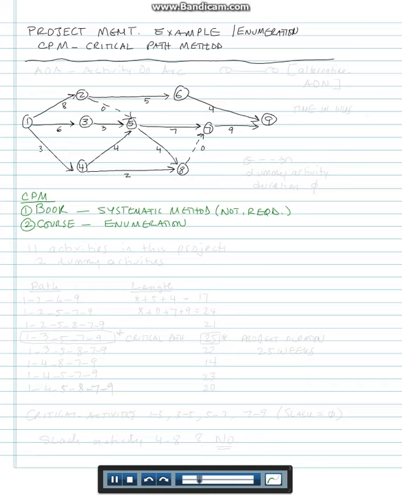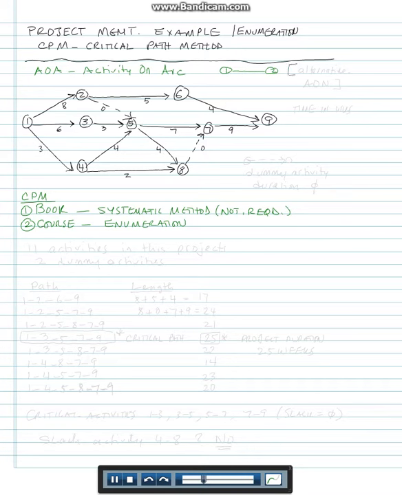The enumeration method requires enumerating all the paths from beginning to end in a project. By the way, this is a project represented in the form of activity on arc, AOA. Each activity has a starting node, an arc, and an ending node. So 1, 2 would be an activity. The activity is not on the node like we covered before.